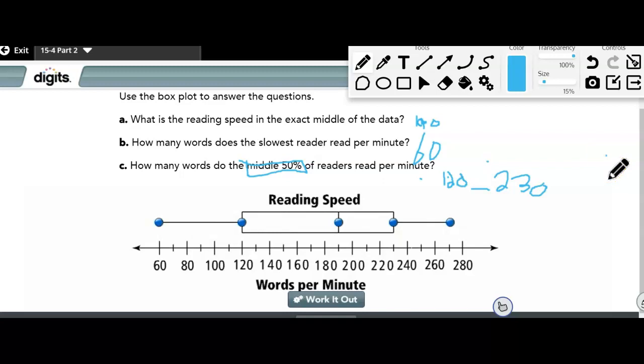There is how you create box plots and how you can gather information from a box plot.